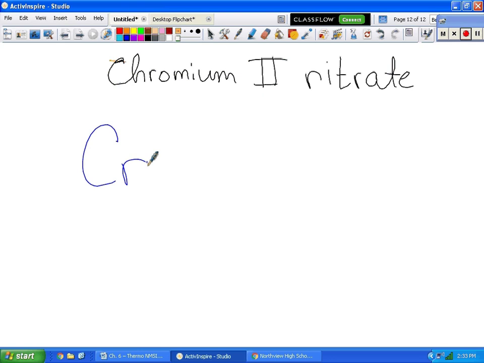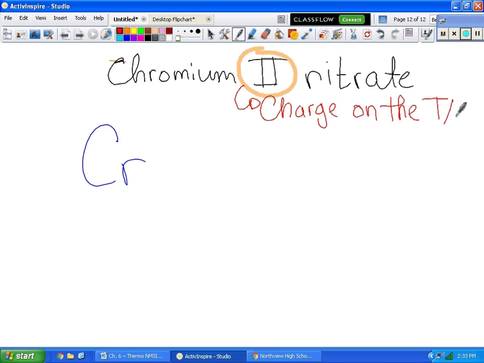Roman numerals. That is the key identifier that lets you know that it is a Roman numeral. And here's one of the major aspects. What does this refer to? It's the charge on the TM. What is TM? Transition metal. So chromium has a charge of what? 2. Now, I have a second question for you. Is it positive or negative? Positive.